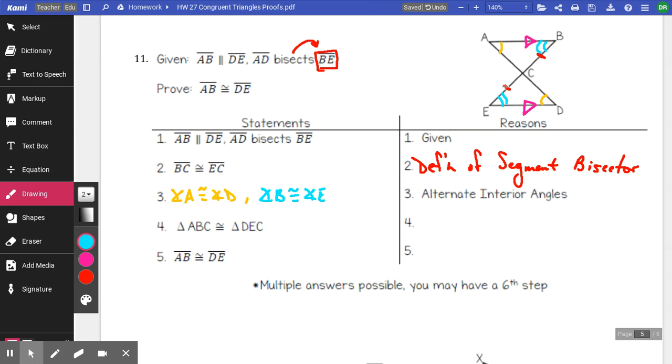And now that we've done that, we have three pieces of congruent information between our triangles, meaning that these triangles are congruent by the theorem angle, angle, side.